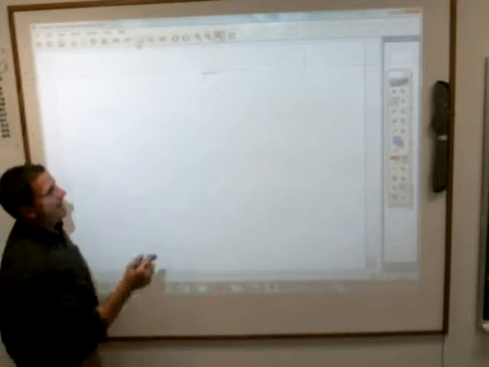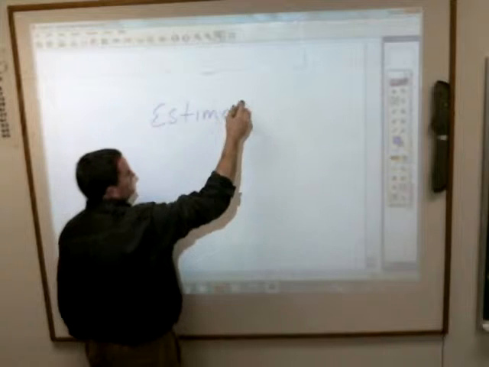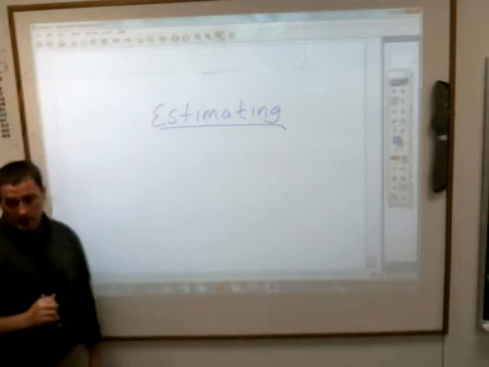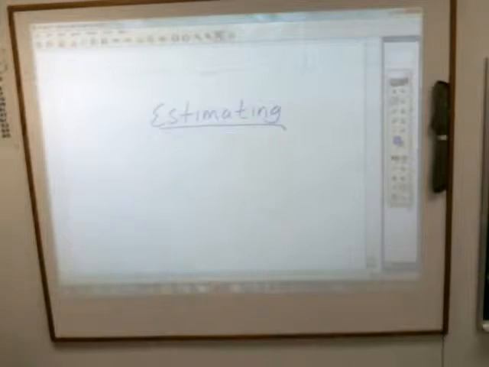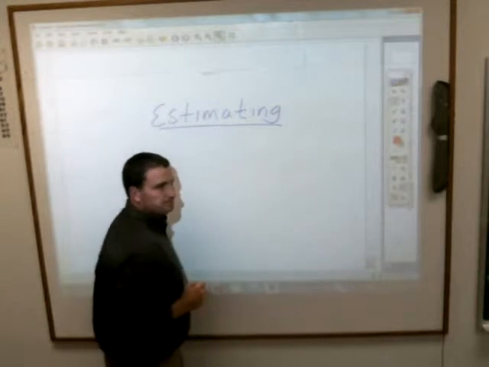Fifth rounding, and that is called estimating. Okay, what does it mean to estimate something?